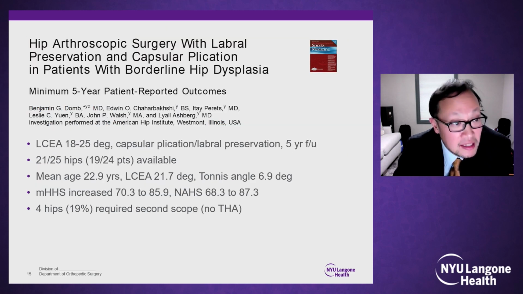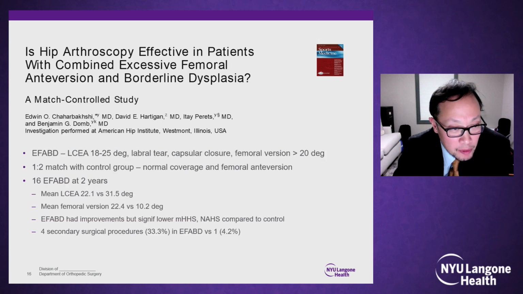This is a 5-year outcome from this group, and the results seem durable. 21 of 25 hips were available. 4 hips required a second scope, none required a hip replacement. So we're getting the sense that there is a role for hip arthroscopy in mild dysplasia if the technique is done right.